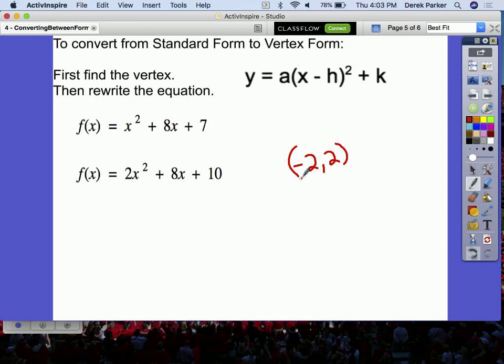Now let's plug that in. Since a is 2, that goes on the outside of the parenthesis, x plus 2, because negative times a negative is positive, plus 2. So in this case, f of x equals 2 parentheses x plus 2 squared plus 2.